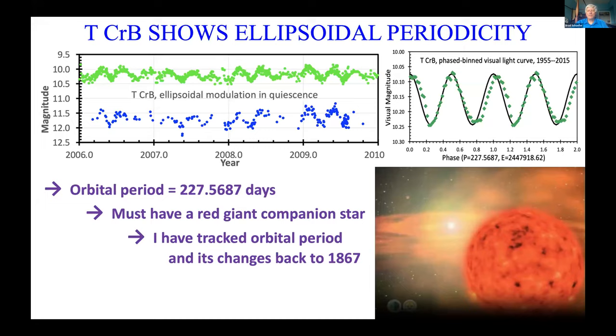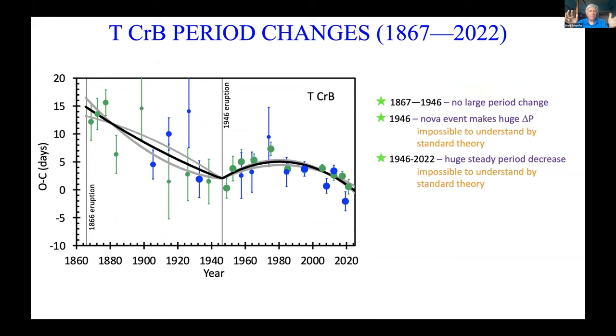Now, this can all be put together in what we call an O minus C diagram. An O minus C diagram basically tells you how the deviations of the times of conjunction compare to that which you would have if the period were some constant. So a constant, unchanging orbital period would appear as a straight line on an O minus C diagram. But you see, especially after 1946, that the data is completely inconsistent with any sort of straight line. It looks like a parabola. And a parabola in a curve like this implies that the orbital period is steadily changing. So year to year, the orbital period changes by the same amount.